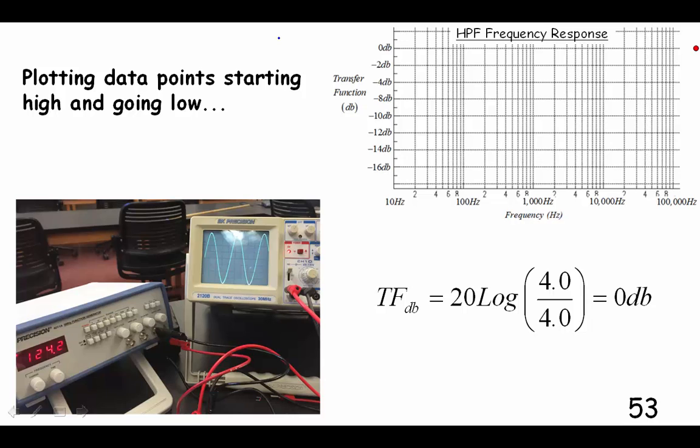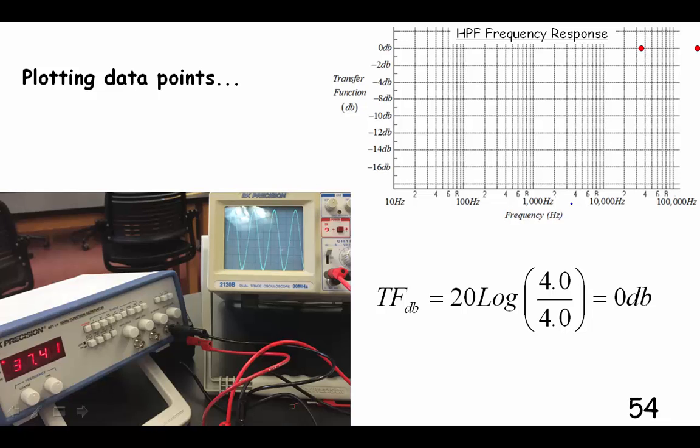Okay, plotting data points starting high from low. So we're going to start at a high frequency, and we're going to go down and see where we get that cutoff. So I've started out at 124,000 hertz, and I'm at 0 dB. I'm measuring 4 volts out, and that's what I expect because I had 0.4 volts in. So I got 0 dB. Okay. Measured the frequency of 37,000 hertz.